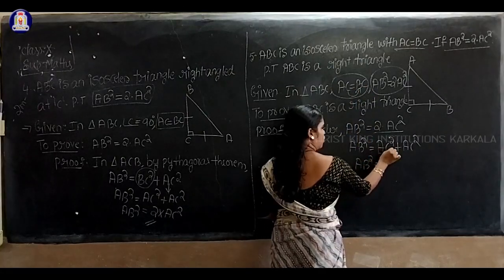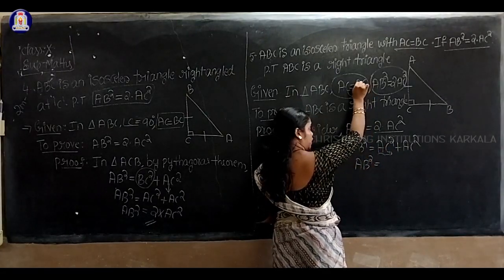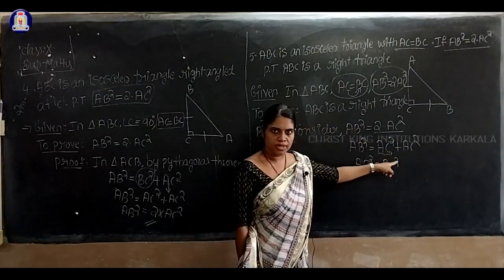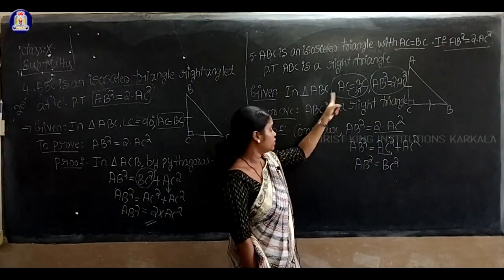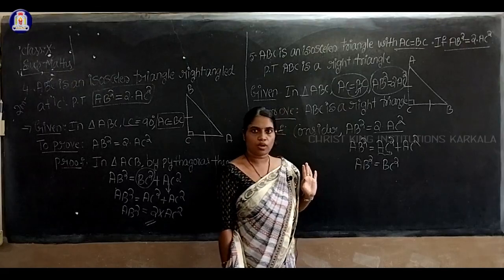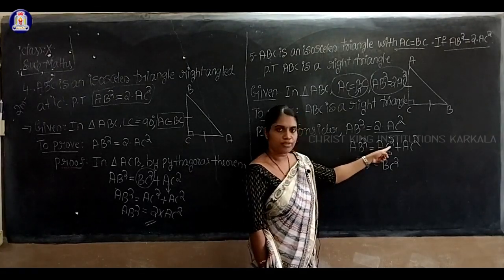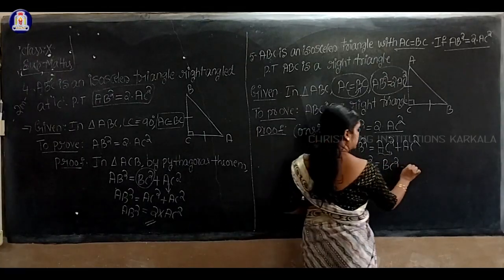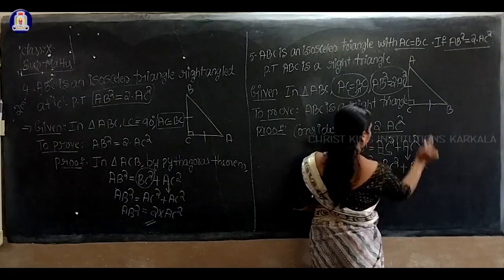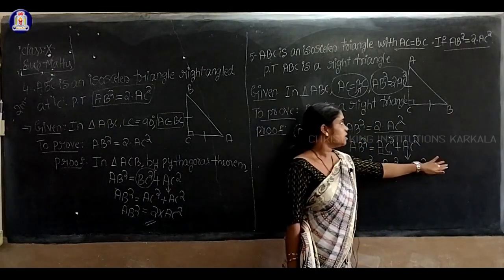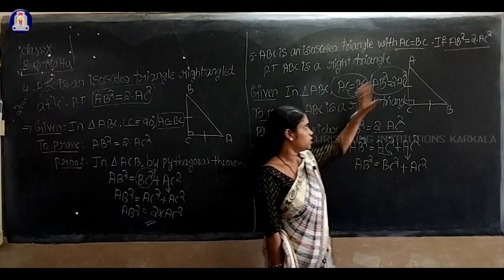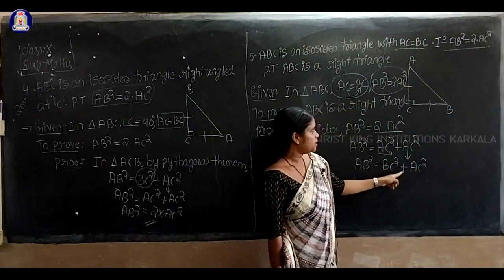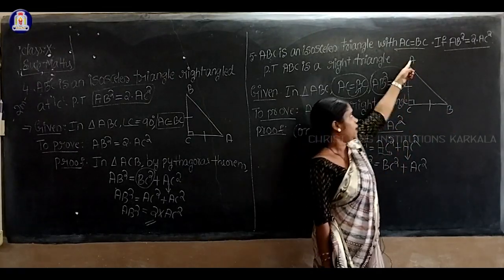So in the place of AC, can I replace this with BC? Therefore AC square will become BC square, because in the question itself the length of AC is equal to the length of BC, isn't it? So in the place of AC I'll replace BC, so that I'll get BC square, plus this one write as it is, AC square. Now just compare this relation with your given triangle: AB square equal to BC square plus AC square.